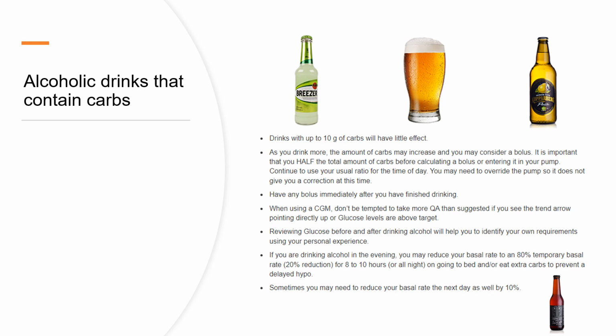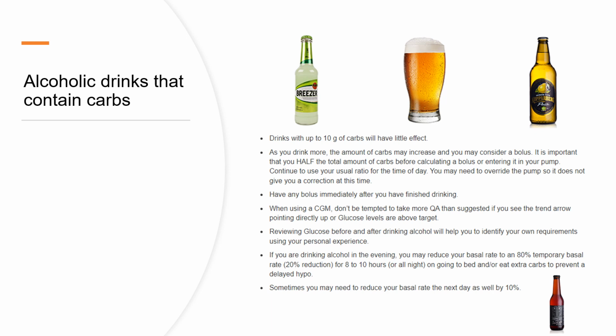The strategy for managing glucose and alcoholic drinks that contain carbs is different from MDI DAFNE. If only 10 grams of carbs is taken, no action is required. If more than 10 grams of carbs is taken, then add up all the grams of carbs, including the first 10, halve the total, enter the number for half the grams of carbs into the bolus advisor, and bolus using the normal ratio for the time of day. Override the bolus calculator to avoid having a bolus correction if necessary.